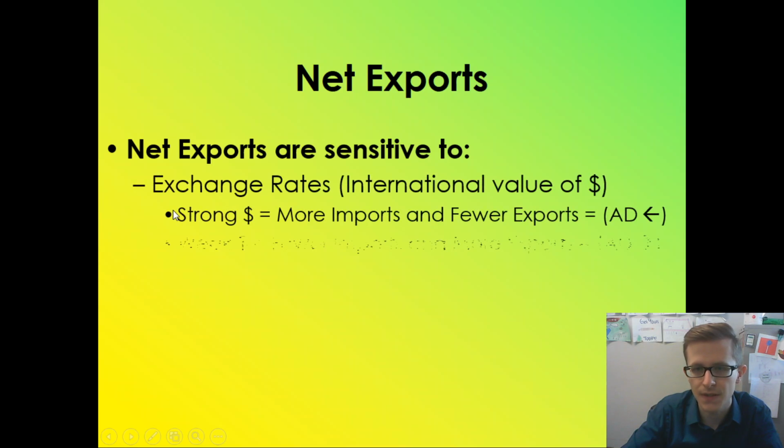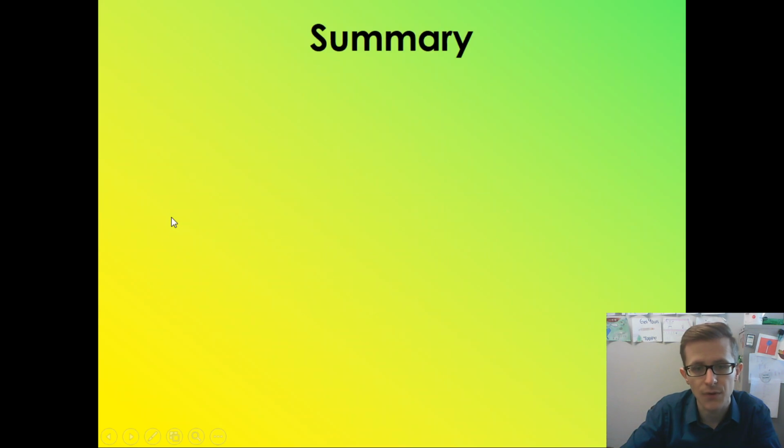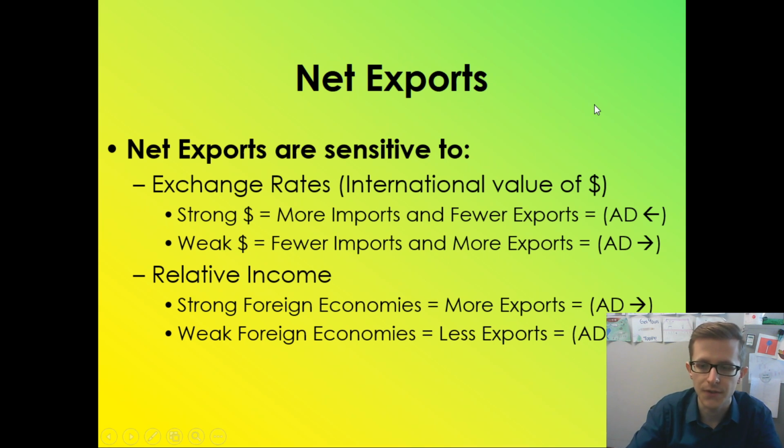And then net exports. These are the things that we're selling to and buying from other countries. So it's sensitive to exchange rates, and this is something we'll talk about more when we get to foreign exchange. But the basic idea is that as you have a stronger dollar, and the U.S. dollar is one of the strongest in the world, you're going to have more imports and fewer exports, making your aggregate demand go to the left. Because you're buying more stuff, it's that negative effect, and you end up having negative net exports.